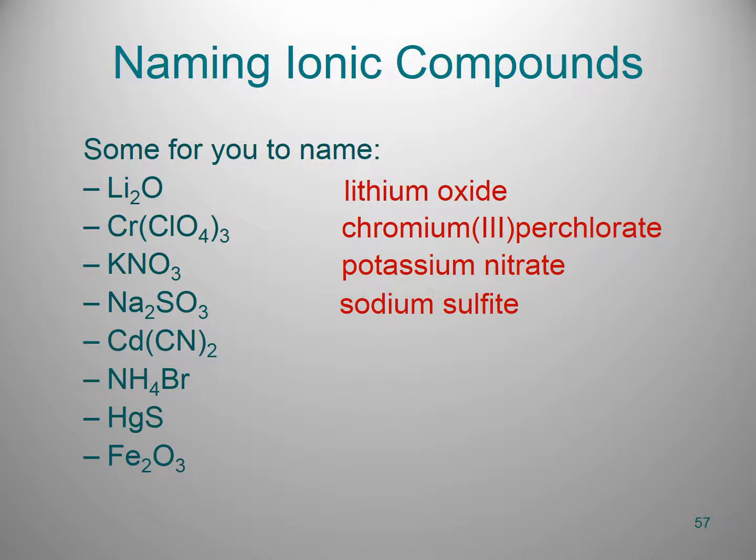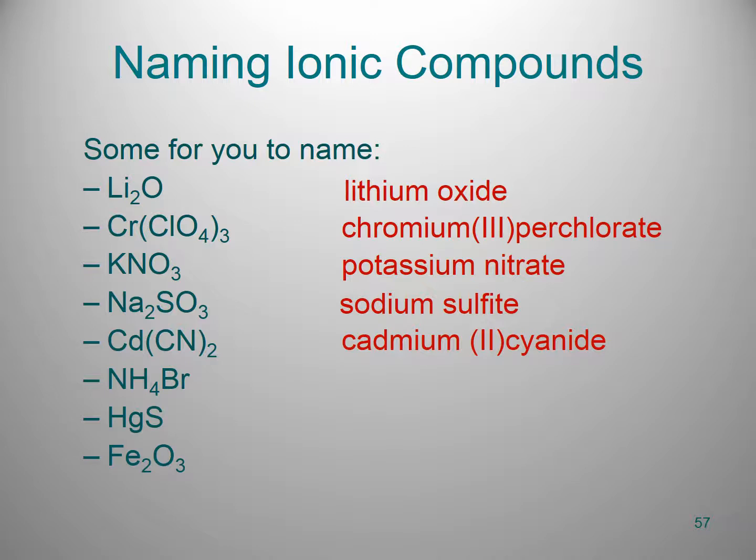Cadmium, however, is a transition metal. CN is cyanide. So this would be cadmium cyanide, but we have to indicate the charge of cadmium. Since cyanide is a -1, there's an overall -2, so cadmium would have to be a +2. So cadmium(II) cyanide.